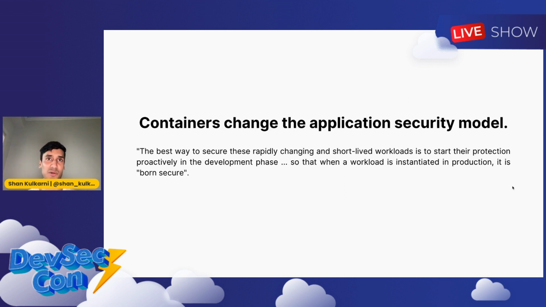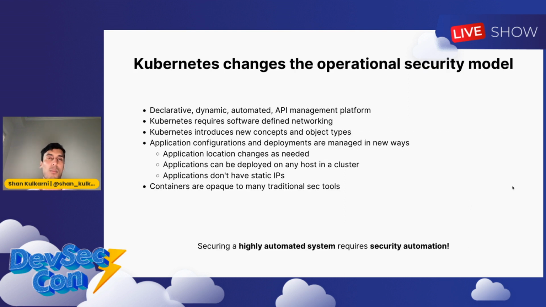So how containers are built and deployed at scale. And if we double click on this even further, the same way that containers change the application security model, Kubernetes changes the operational security model. So we've gone from static workloads and static IP addresses to fully declarative, dynamic, and automated workloads, which are deployed and spun up and spun down through an API server.